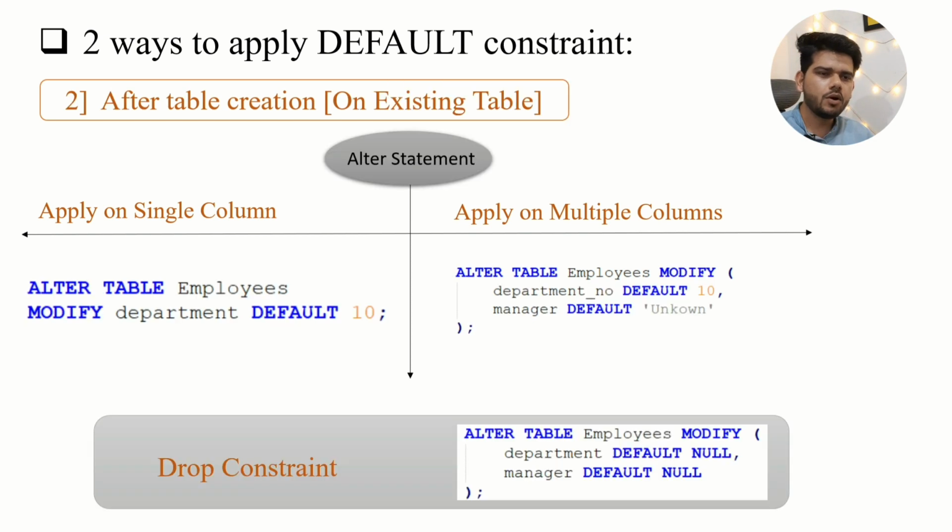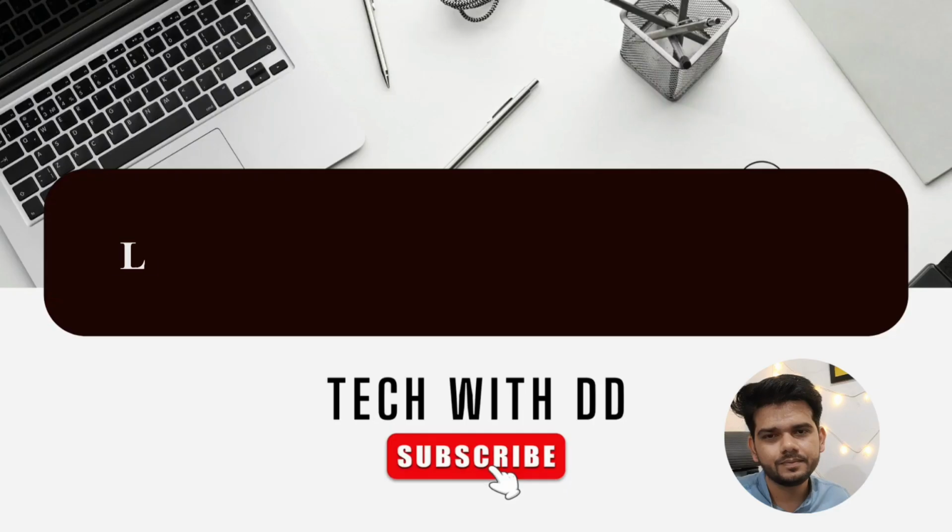Okay. Now move on to the second way and see how we can alter a table using the alter statement. So with the help of the following mentioned alter queries, we can add a default constraint on a single as well as on multiple columns. To drop the default constraint, we can make use of the below syntax, that is we just need to mention the default as null and the default constraint will get removed.